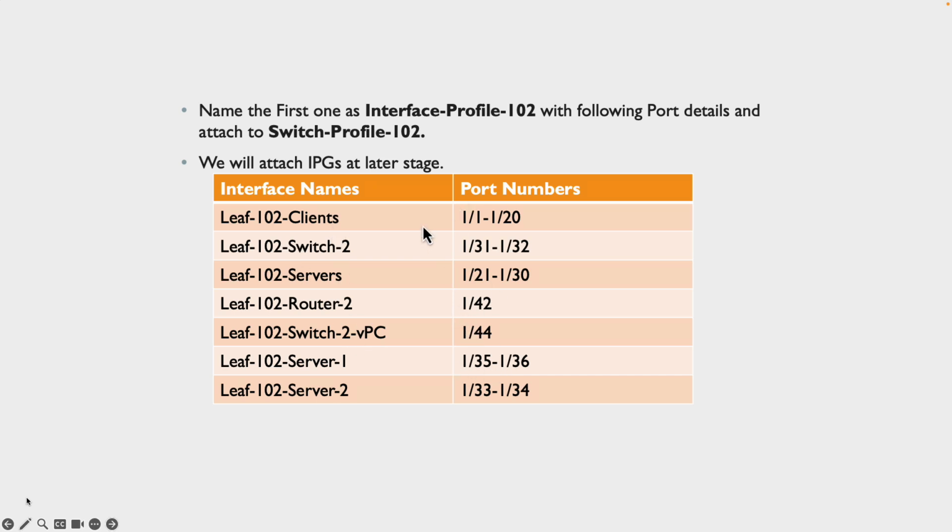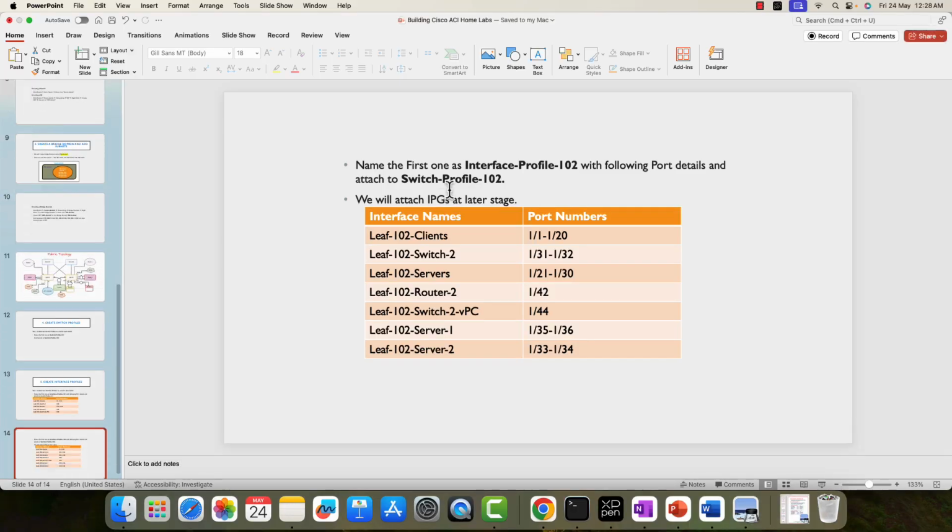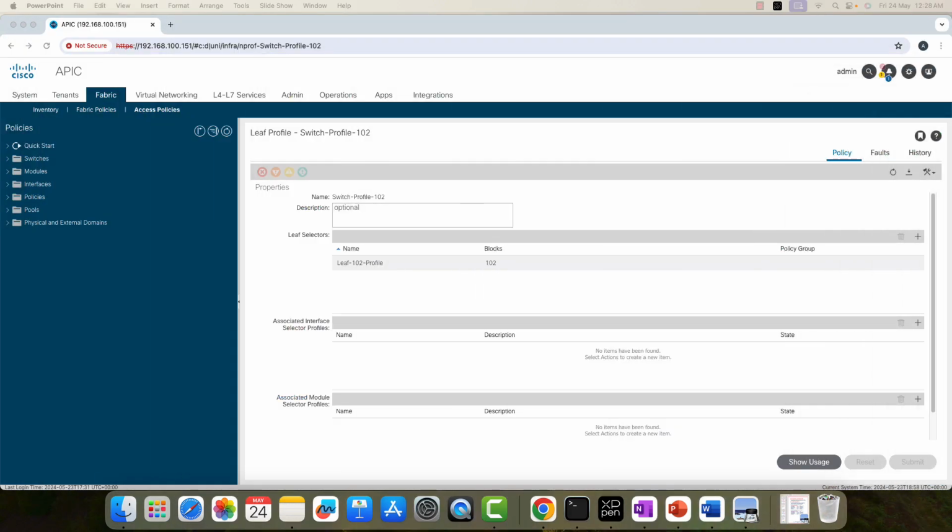In the previous video, when I was creating switch profile, I got an option to connect interface profile. At that time, it did not exist, therefore I couldn't do it. But here, I'll connect switch profile with interface profile. Okay, it's very simple thing. So let's get started. I'll keep it aside. You may take a reference of the diagram which you have.